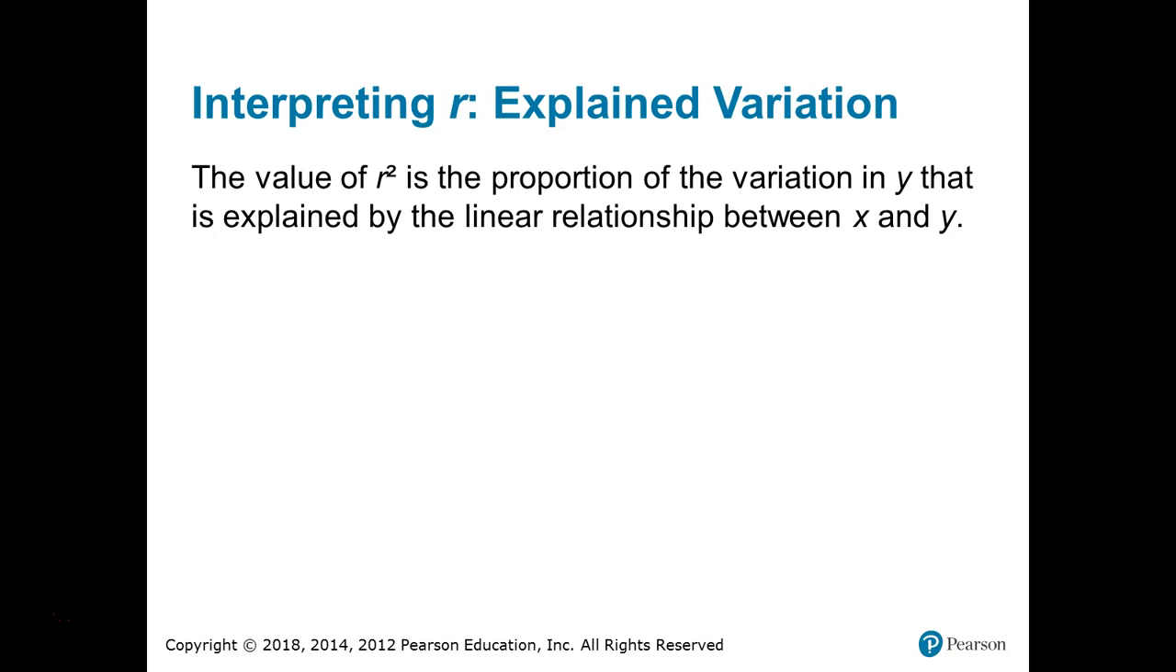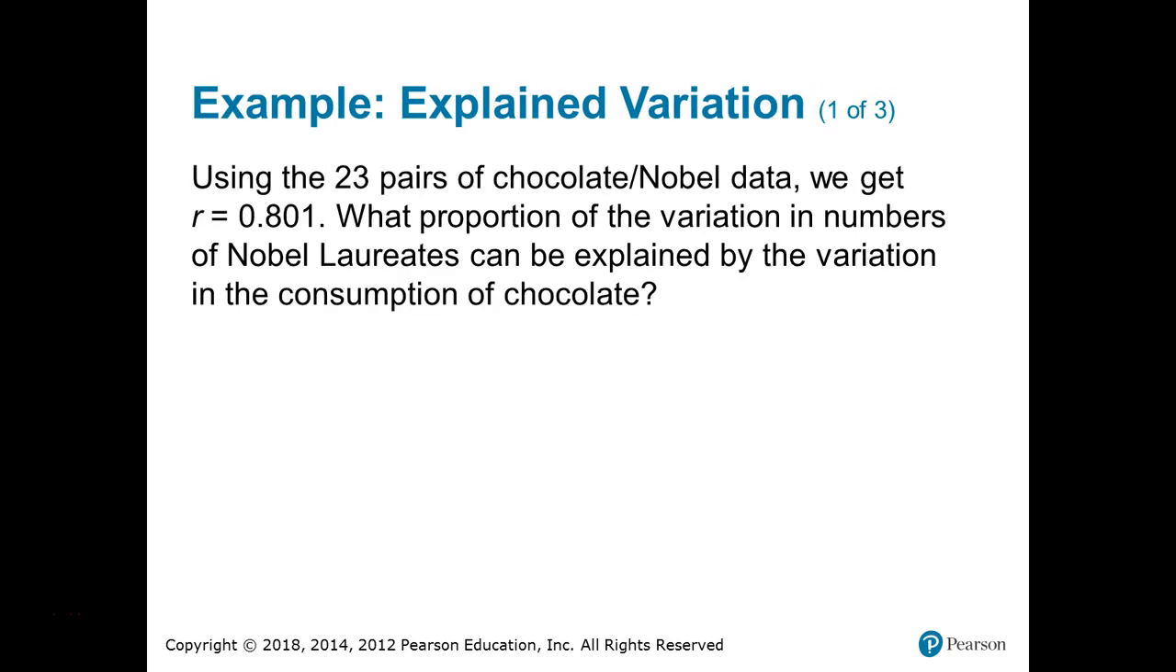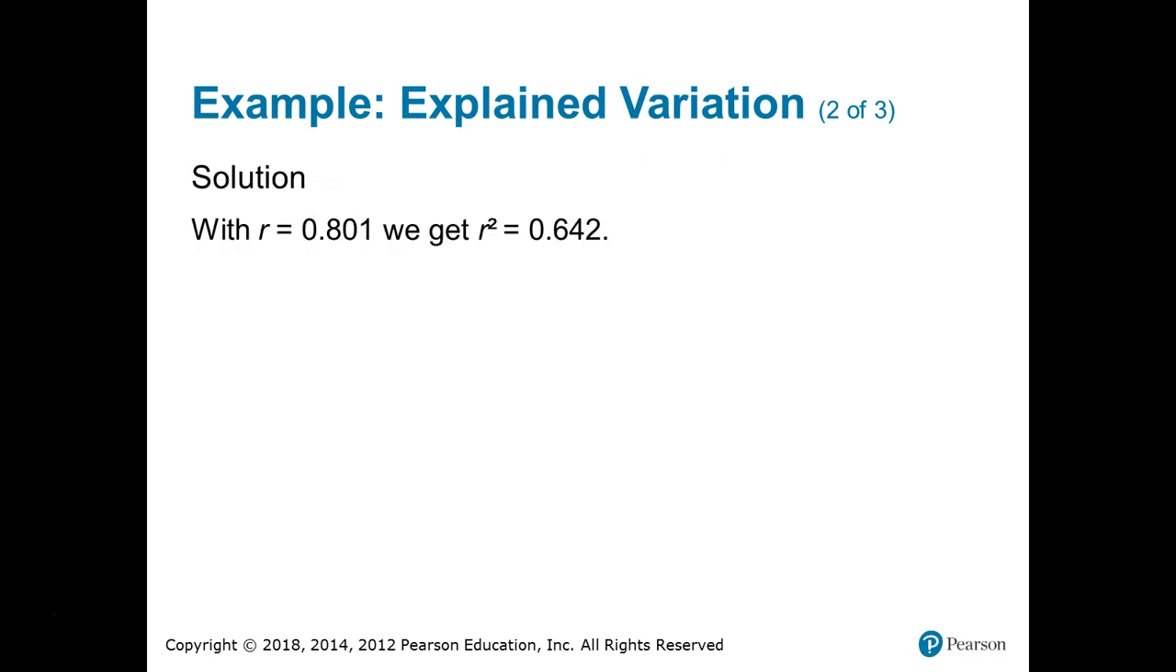So the value of r squared basically has a lot of significance. It's the proportion of the variation in y that is explained by the linear relationship between x and y. All right, what does that mean? Here's what it is. We have 23 pairs of chocolate Nobel data. We get an r of 0.801. What proportion of the variation in numbers can be explained by the variation in the consumption of chocolate?